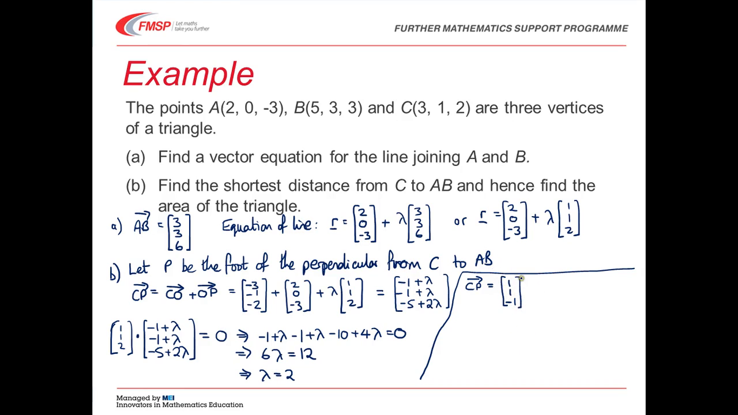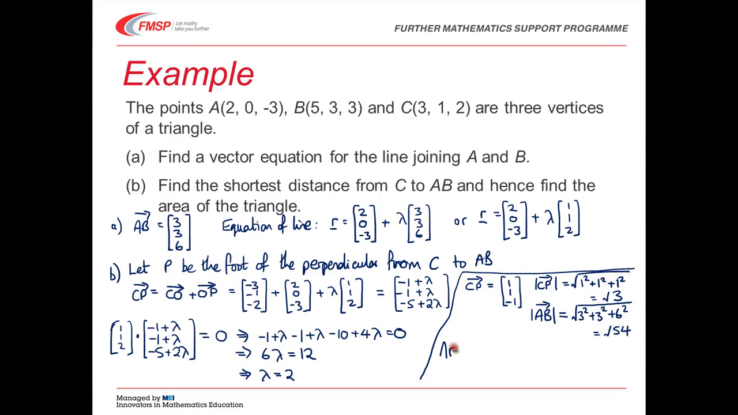To find the area of the triangle, I then need the modulus of CP, which is root of 1 squared plus 1 squared plus 1 squared, which is root 3. And the modulus of AB, and I need to make sure I'm back using the full base of the triangle AB and not my simpler direction vector. So that's 3 squared plus 3 squared plus 6 squared. 9 plus 9 plus 36 is 54, so that's root 54.